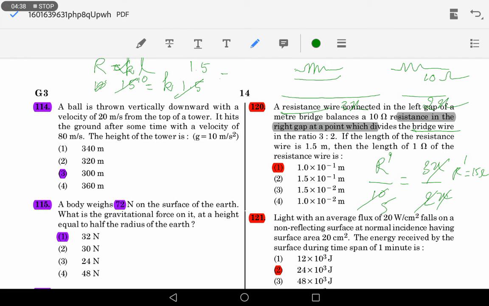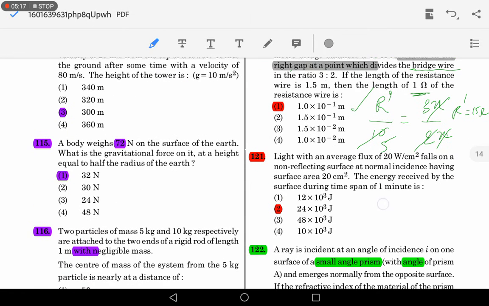When the length of 1 ohm of the resistance wire is unknown, so the resistance, if it is 1 ohm instead of 15 ohm, what will be its length? Again K into L dash. K is already found to be 10, multiplied by L dash. So L dash equal to 1 upon 10, which is 10 power minus 1 meter.